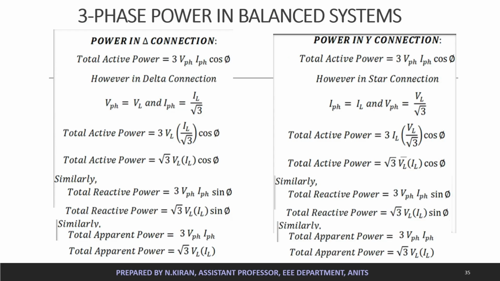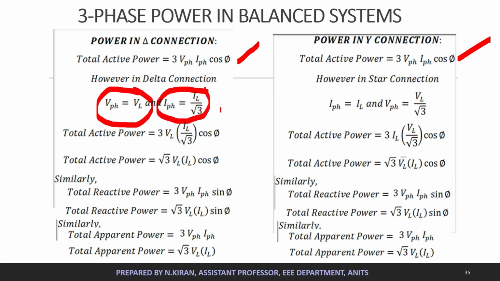So, three-phase power in balanced systems. Whether it is star connection or delta connection, the formula for active power is 3 V phase I phase cos phi, both in star connection as well as in delta connection. But we know that in delta connection, V phase is equal to VL and I phase is equal to IL by root 3. So if I replace them in this above expression, I'll get another expression for active power, that is in terms of line values, which is root 3 VL IL cos phi.